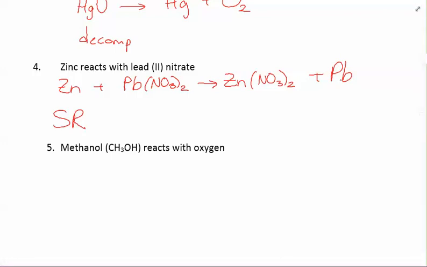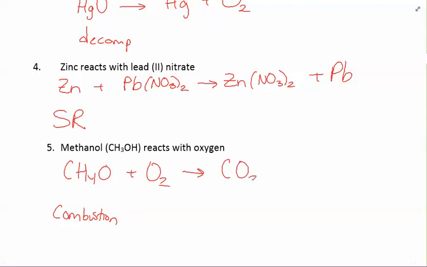And then the last example, we have methanol. I'm going to rewrite it as CH4O. So I'm combining all like elements together to make it easier to balance. It reacts with oxygen. So this is a combustion reaction. We have an organic substance with carbon and hydrogen reacting with oxygen. That's what makes this a combustion reaction. We're going to form carbon dioxide and water. All combustions form carbon dioxide and water.